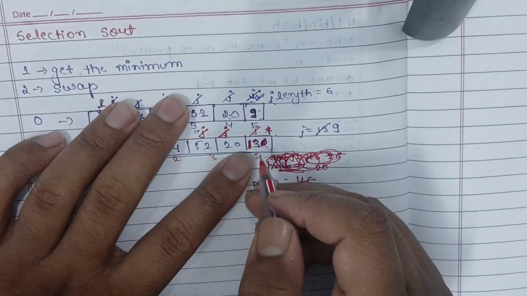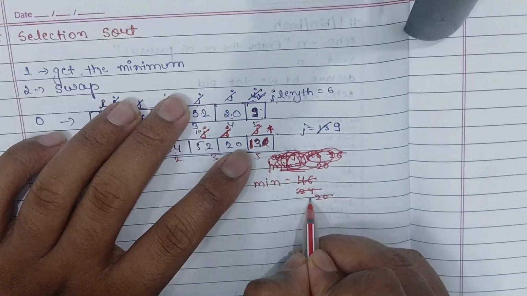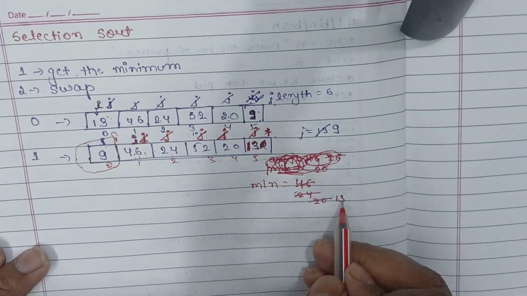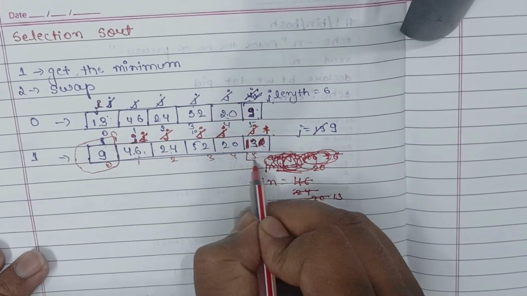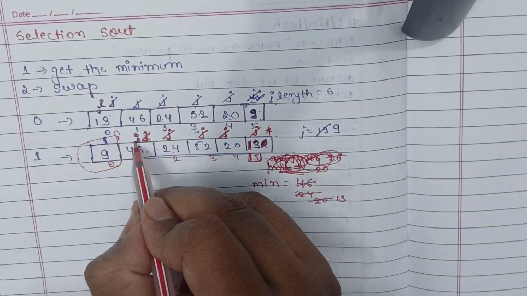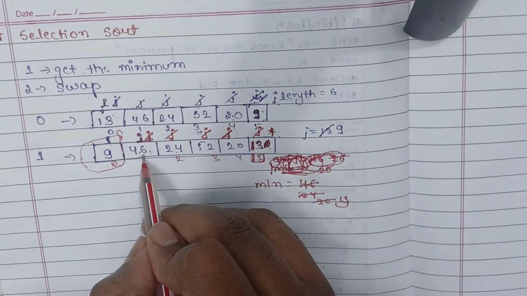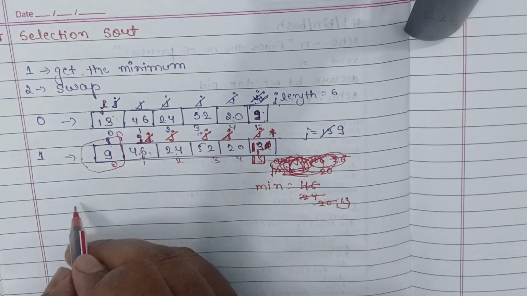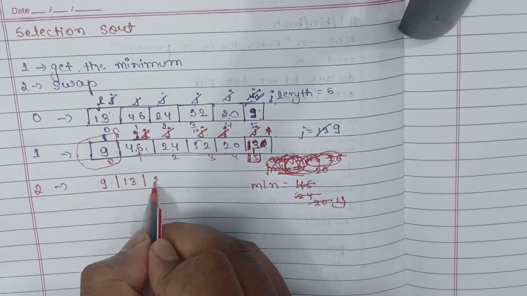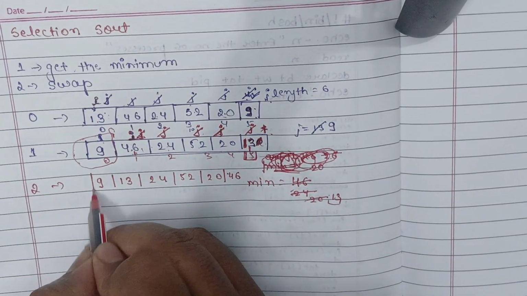Now let's move to the other element. Is 13 less than 20? Yes, so you update the minimum element. Which is the minimum element that you have got? It is 13, right? So what you will do now is swap the ith value and the minimum value that you have got in the array. So swap 46 and 13. In the second step, what you will get is 9, 13, 24, 52, 20 and 46.